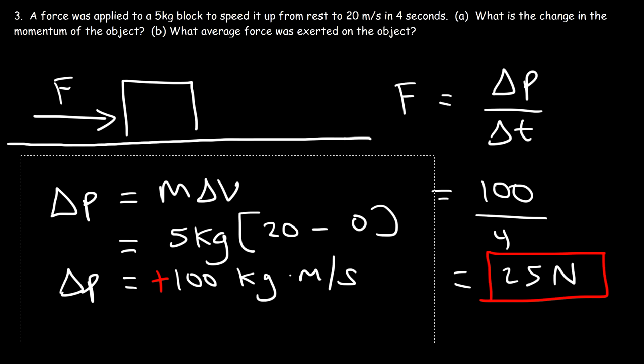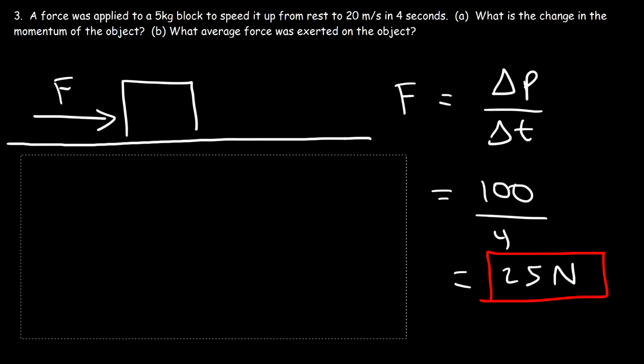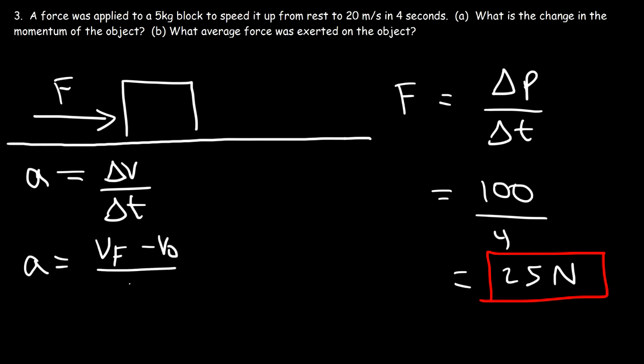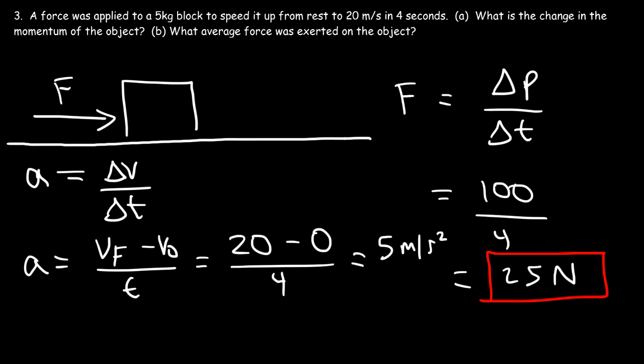Now, let's get the same answer using the old-fashioned way. So first, let's calculate the acceleration, which is the change in velocity divided by the change in time. So acceleration is v final minus v initial divided by t. The final speed is 20, initial speed is 0, and the time difference is 4 seconds. So we have a change of speed of 20 meters per second divided by 4 seconds. So this will give us an acceleration of 5 meters per second squared.